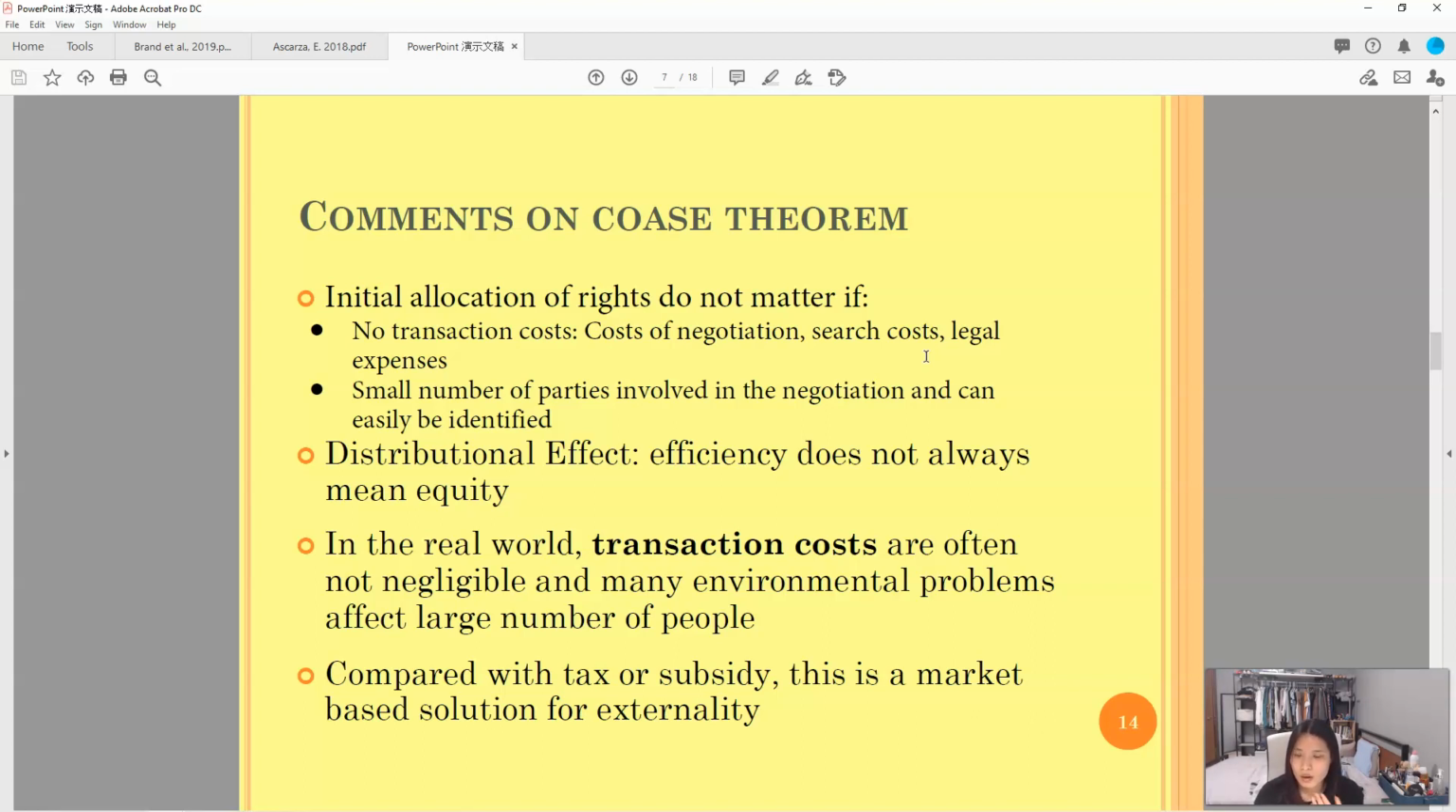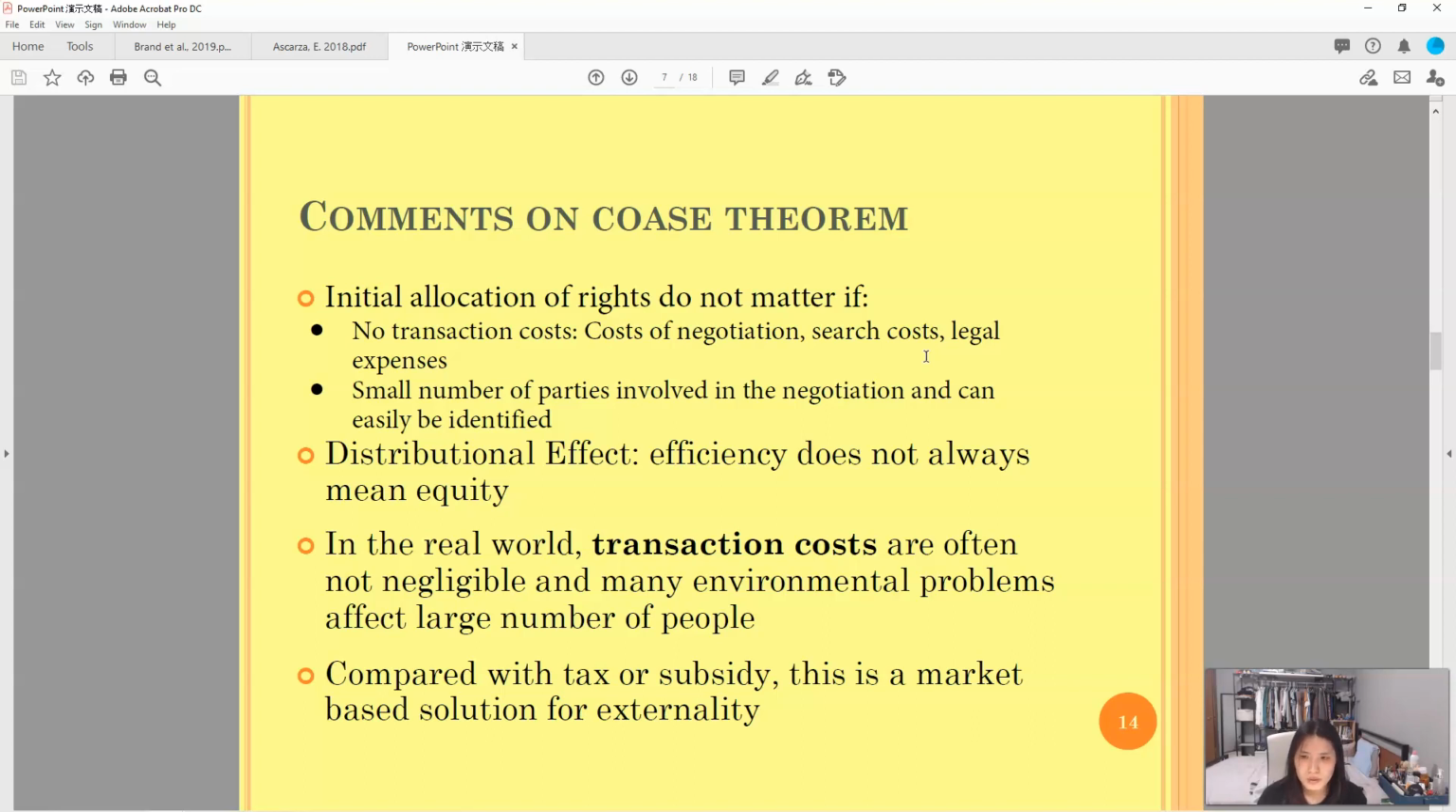From those 2 examples, we will find the initial allocation of rights does not matter, since the optimal allocation would always be the same. The second comment is about the distributional effect: efficiency does not always mean equality, which we need to keep in mind when we talk about efficiency. Sometimes it does not mean equality.